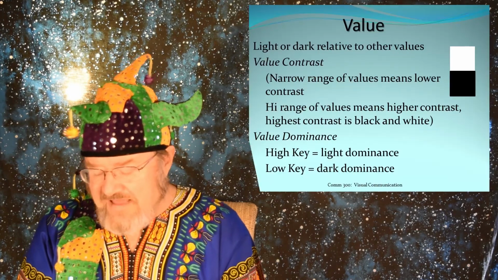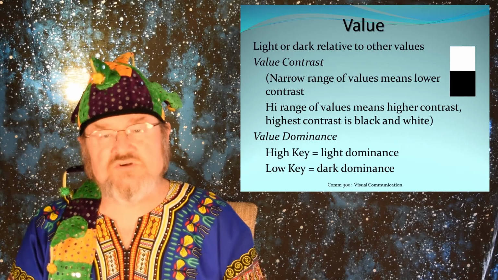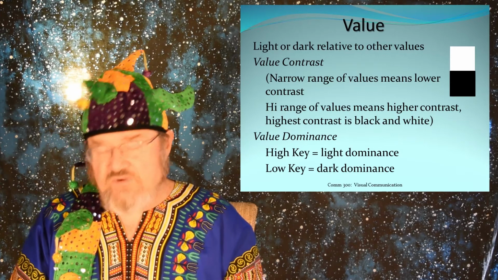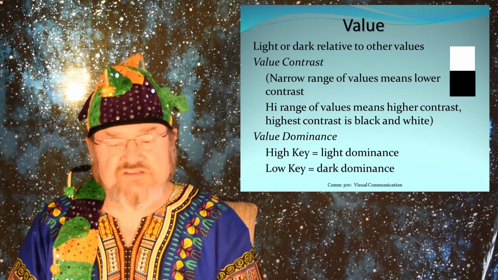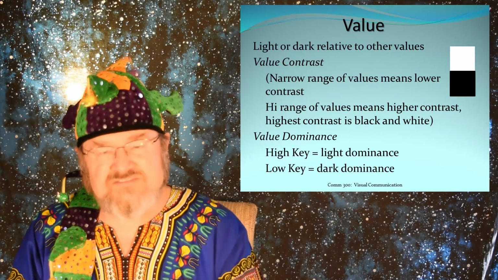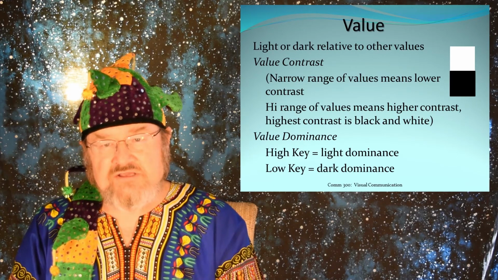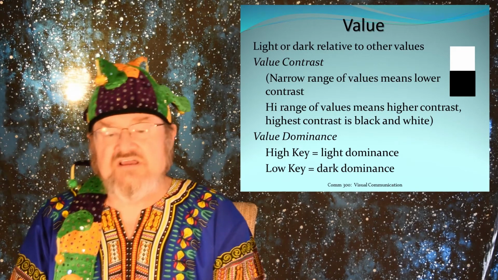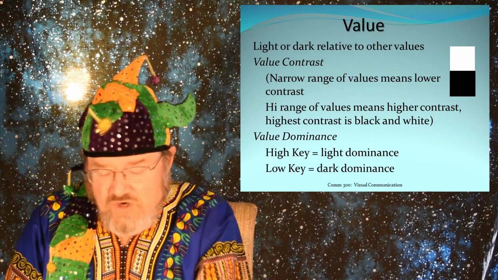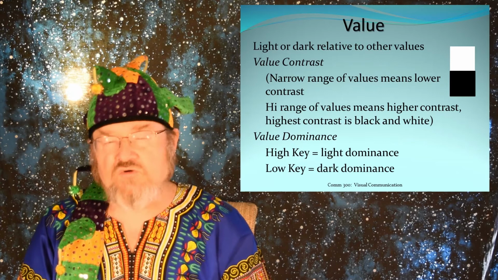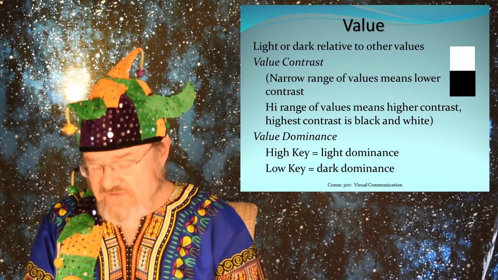Interesting vocabulary stuff can sometimes help. Value is the lightness or darkness relative to other things in the image. So if we have black and white against each other, that's a value contrast, and in fact, that's the highest value contrast available. Other contrasts like a lot of gray with some white, or a lot of dark green with some light blue, aren't quite as high as the white-black contrast.